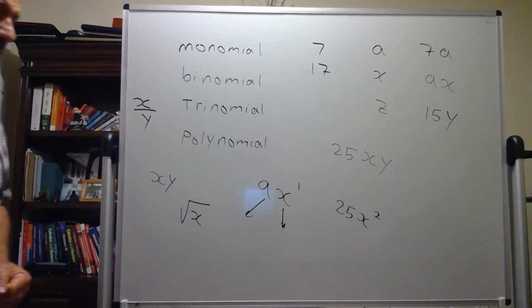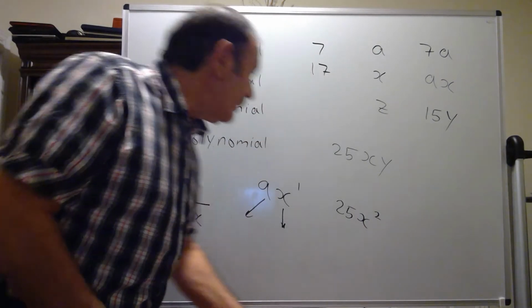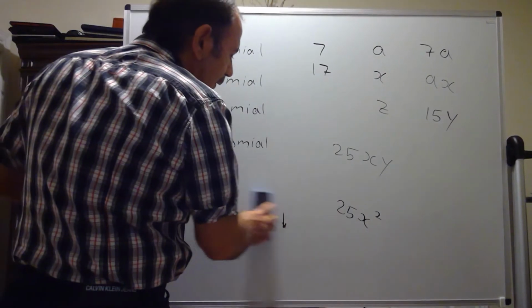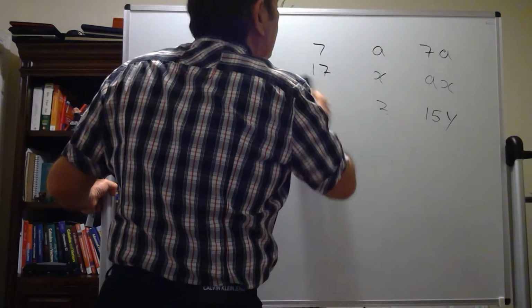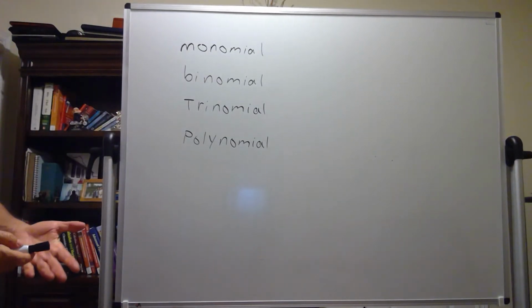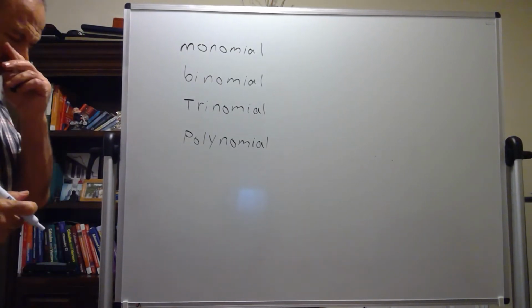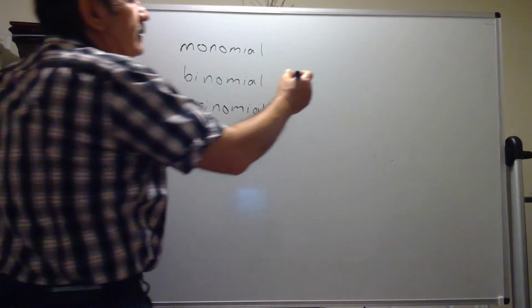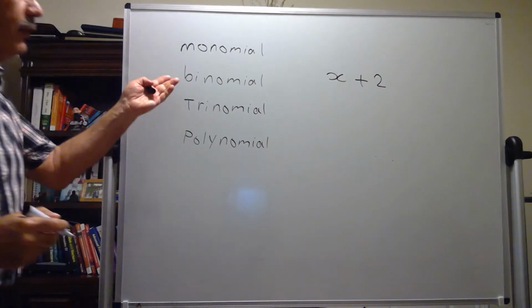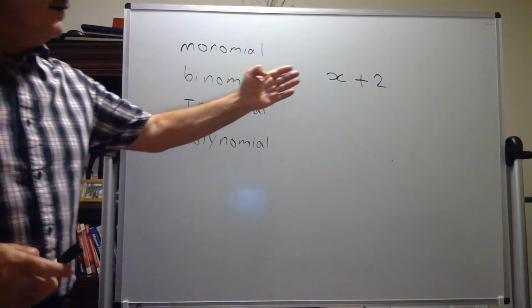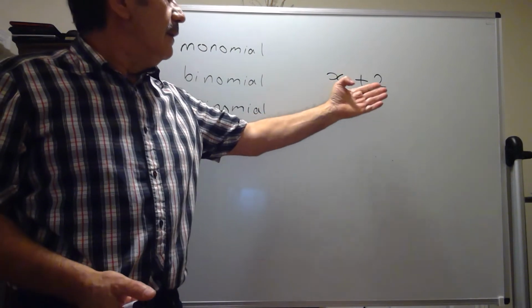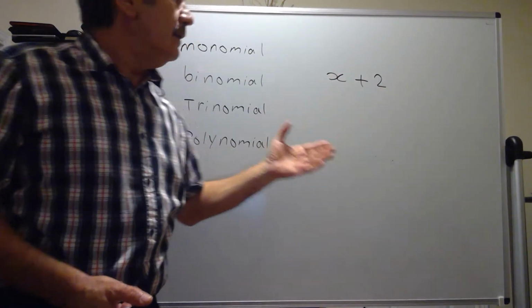Now, after understanding the meaning of monomial, binomial is an expression including two monomials, or an expression with two terms. x plus 2 is a binomial because it has two monomials. x is a monomial and 2 is a monomial. These two together is a binomial.